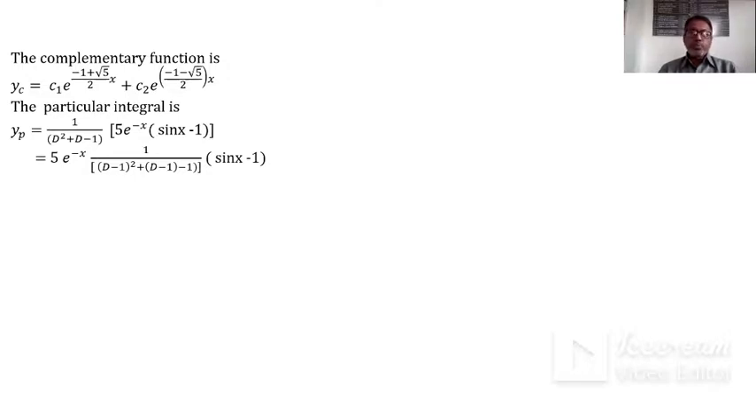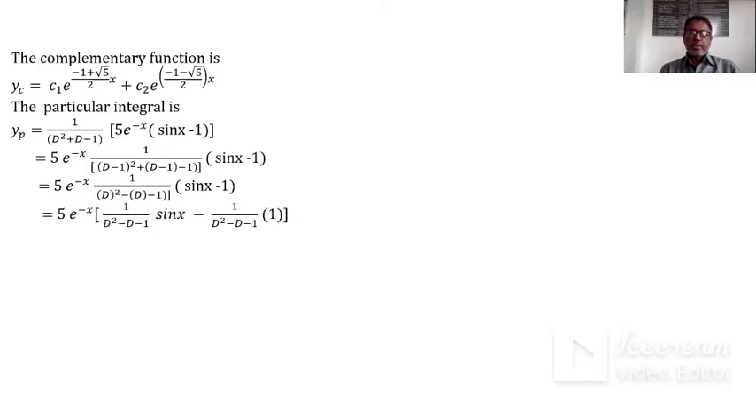We obtain 1 upon (D minus 1) whole square plus (D minus 1) minus 1, and we operate this on v, means here operate on sin x minus 1. Simplify this. This is equal to 5 e to the power minus x, 1 upon denominator is D square minus 2D plus D becomes minus D plus 1 minus 1 gets cancelled and minus 1 remains. Then we obtain 1 upon D square minus D minus 1 operate on sin x minus 1.